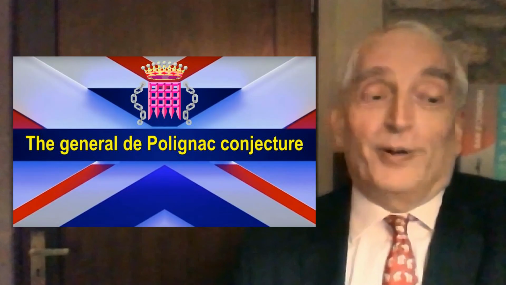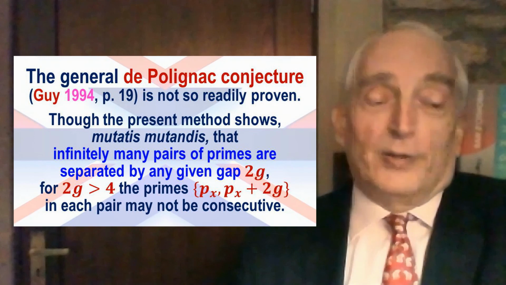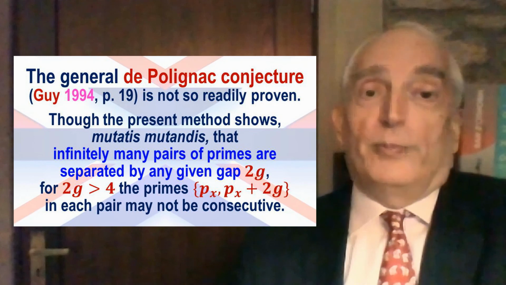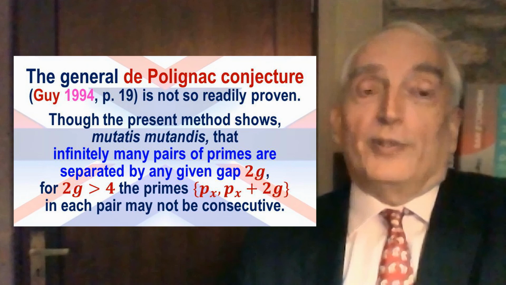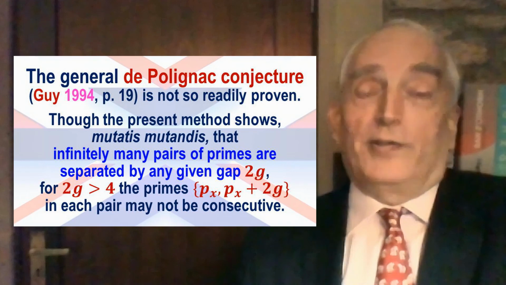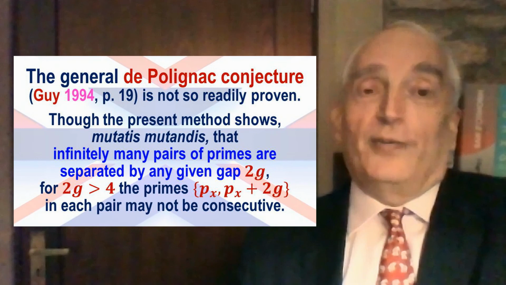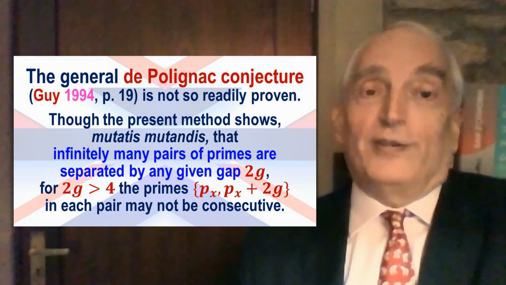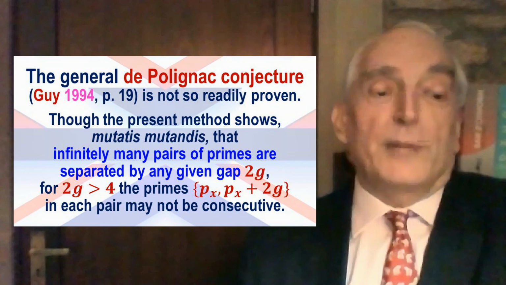But wait, is there more? Sadly, no, there isn't. There is, of course, the general de Polignac conjecture. I strongly suspect that with the work we've done here, it should be possible to crack that one too, but I haven't done it yet. I haven't tried, actually. But what we can say is that there is a difficulty with the general case that doesn't exist in those first two instances where 2g is equal to 2 and 4, respectively.